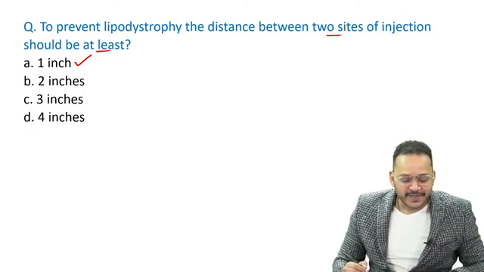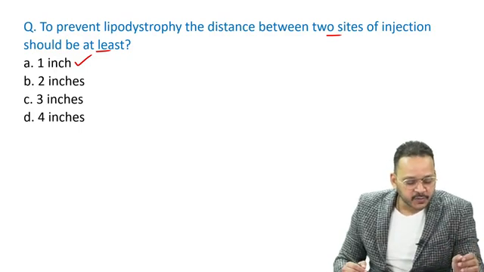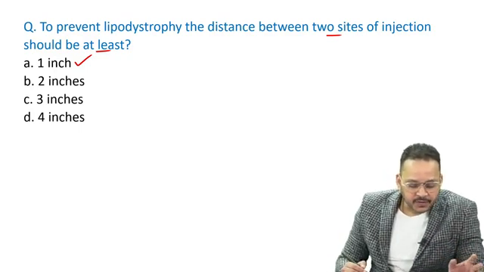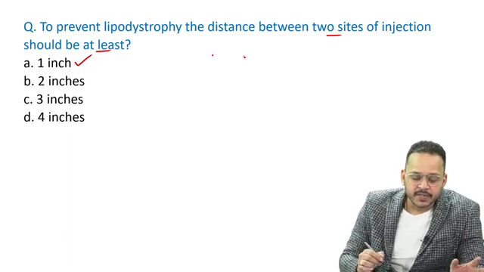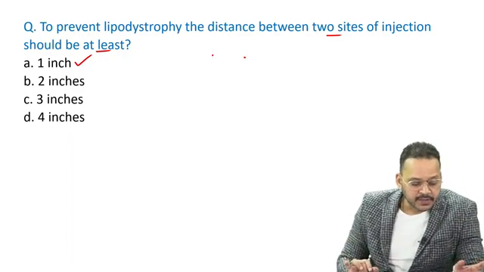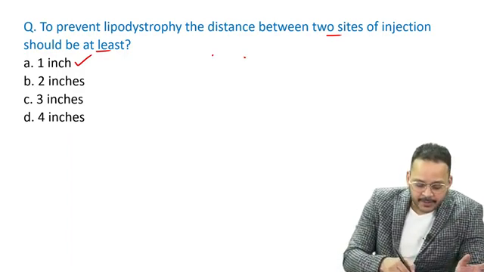So 1 inch. So guys, it is usually 1 to 1.5 inch. So 1 inch is a better answer, right? 1 inch is a better answer to prevent lipodystrophy. At least, I'm telling you, it is a minimal distance that should be maintained, right?